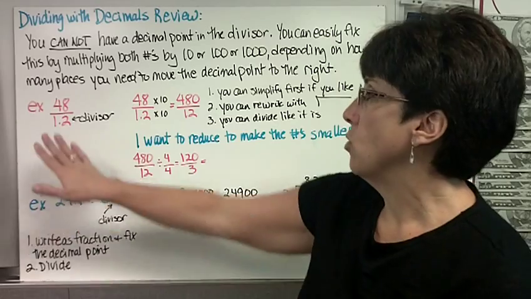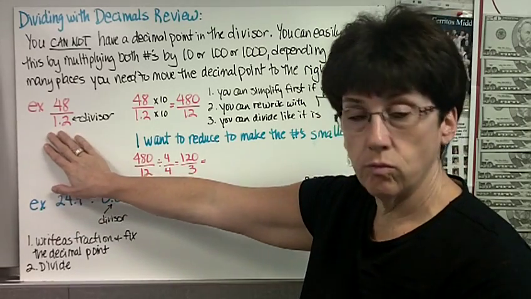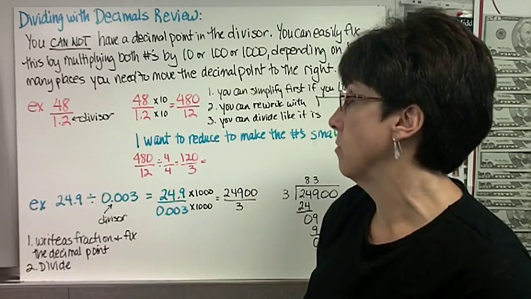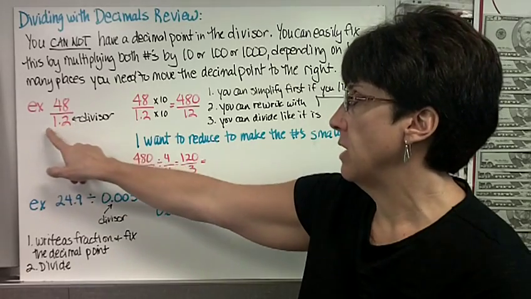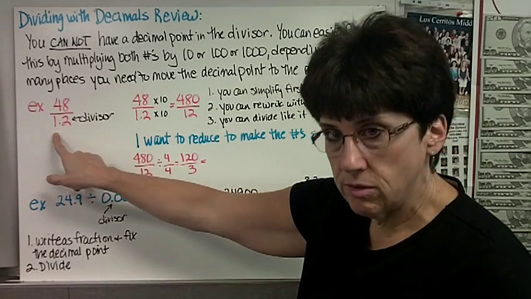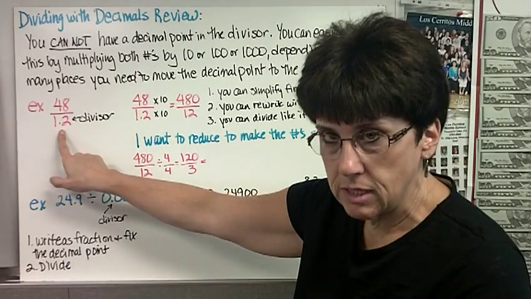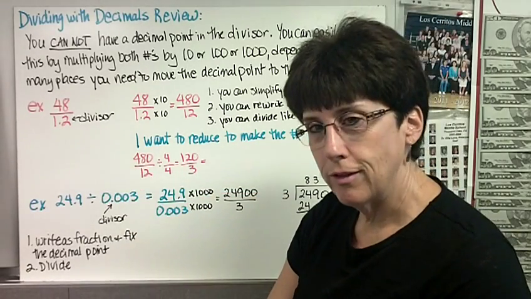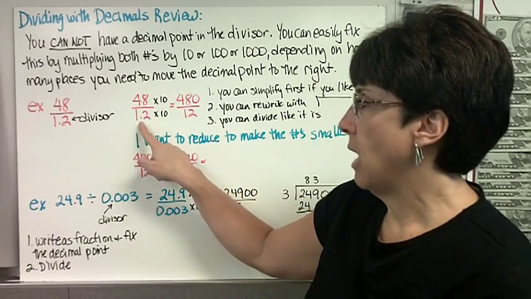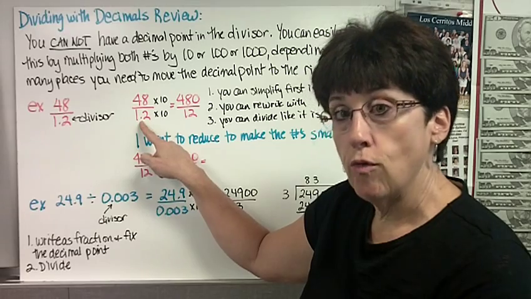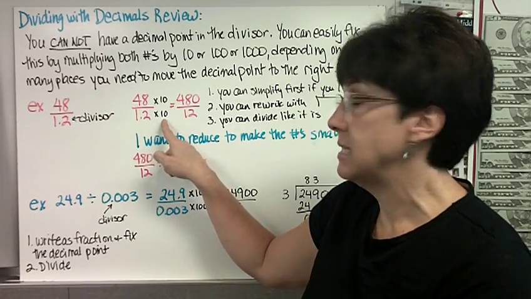Okay? So remember, we can have division problems like a fraction, because a fraction is division. So here's our example. 48 divided by 1.2. The number you are dividing by, that's your divisor. All right? Oh, we have a decimal in the divisor. Of course we do, otherwise why would we do this problem? So I rewrote the problem. I need to move this decimal point over one space. That's the same as multiplying it by 10.